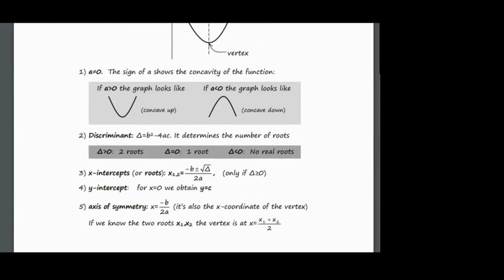Axis of symmetry is basically a vertical line. That is minus b over 2a, right? That axis of symmetry is also called the vertex, right? Basically, vertex is nothing but the average of the two roots, right? x1 plus x2 by 2. You can write down this observation: axis of vertex is average of the two roots.